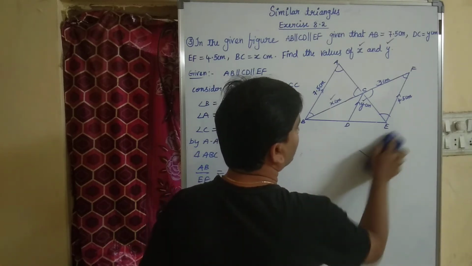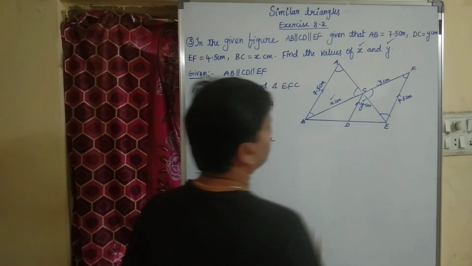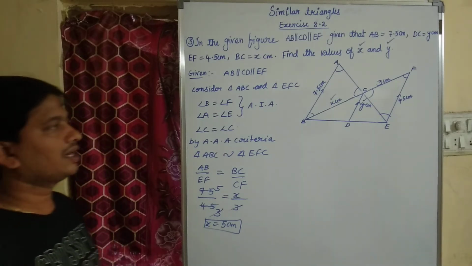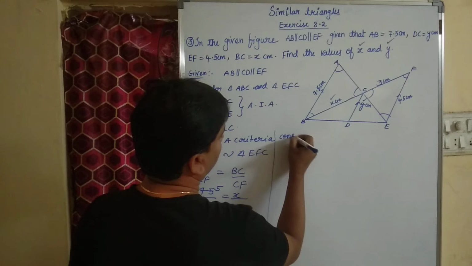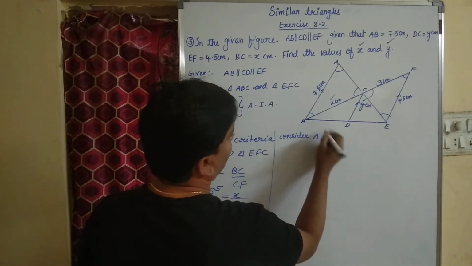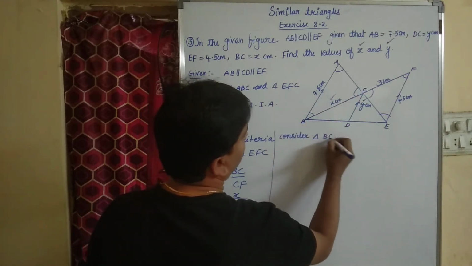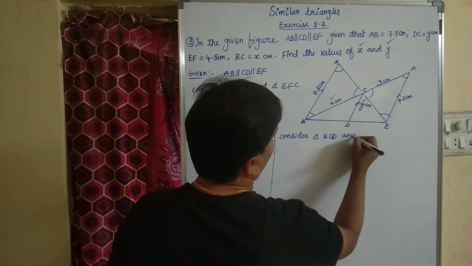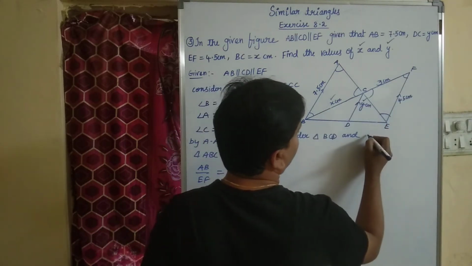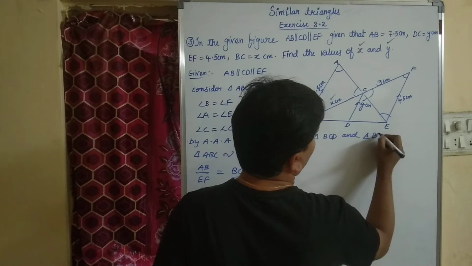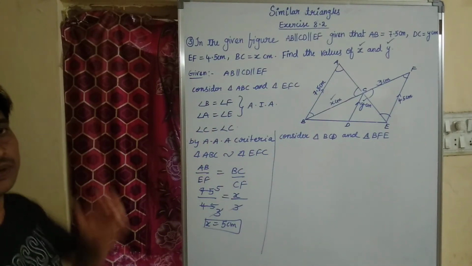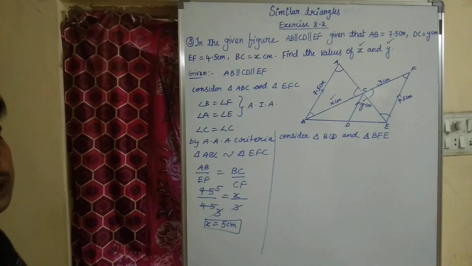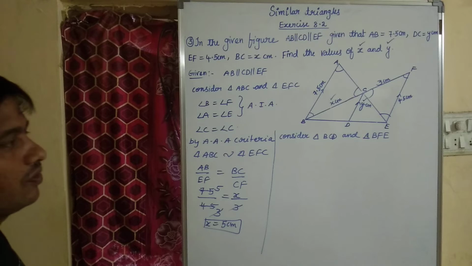Now the question is how to find the value of y. To find the value of y, let us consider the two triangles. Consider triangle BCD, small triangle, and triangle BFE. Triangle BCD and triangle BFE. So we consider the two triangles, right? Now the question is how to find the value of y, that we have to find out.